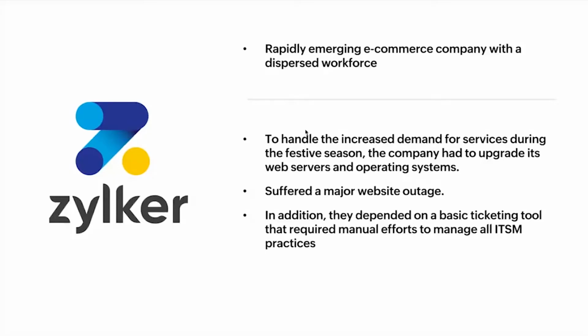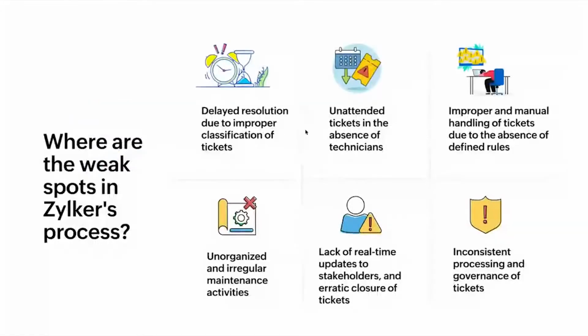And if manual work is involved in all of those, what could be the outcome? Well, Zilker had a number of weak spots mainly because of this manual intervention. So this means that when you don't have an automated tool in place, Zilker could suffer from things like delayed resolution due to improper classification of tickets. So when you have tickets coming in from multiple sources, you would want a way to make sure that they are classified accordingly and assigned to the relevant technicians.